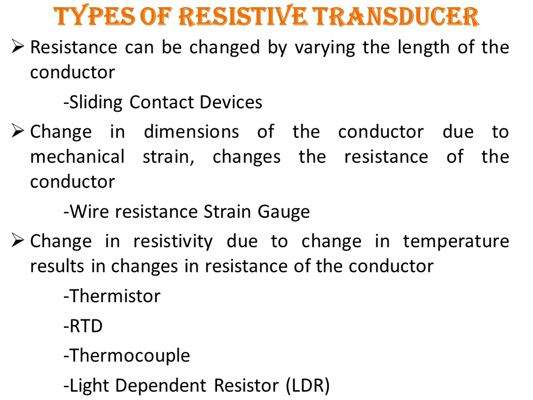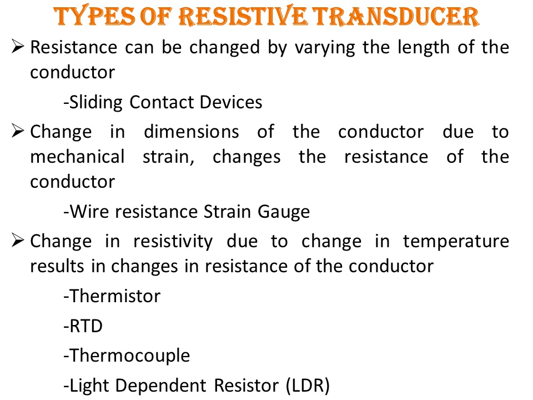Now we will see what are the different types of resistive transducers. Resistance can be changed by varying the length of the conductor. The transducers based on this principle are called as sliding contact devices. The change in the dimension of the conductor due to mechanical strain or force changes the resistance of the conductor. The transducer based on this principle is known as wire resistance strain gauge.